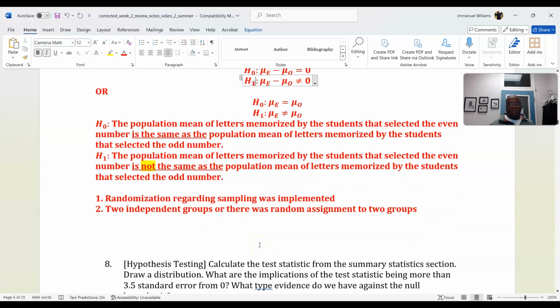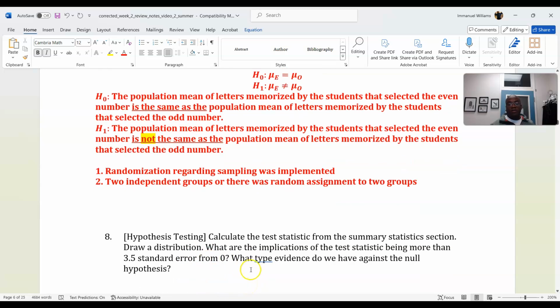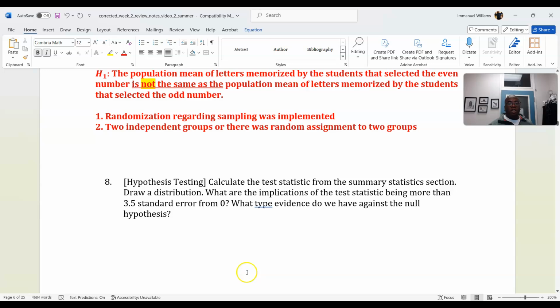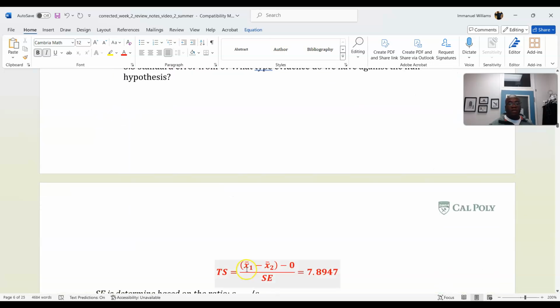Almost there, y'all. Almost there. It asks for us to calculate the test statistic from summary statistics. Draw the distribution. What are the implications of the test statistic being more than 3.5 standard errors from 0? What type of evidence do we have? It's a lot of questions. First element is calculate the test statistic. It looks something like this.